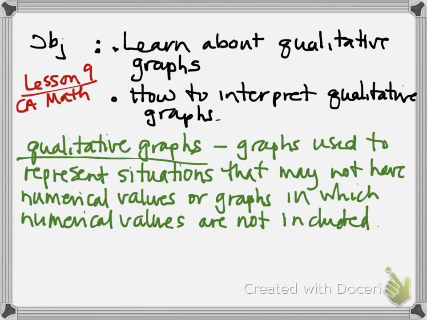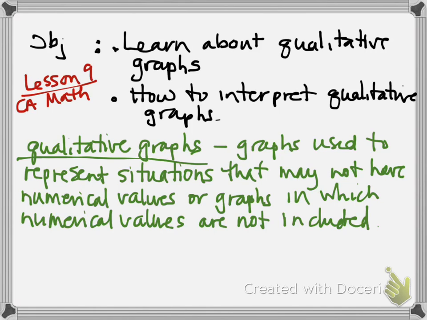So a big difference in these types of graphs, even though we had data that we could graph, often you're not going to be given any data. You're simply going to be given the graph. And so all you're going to be given is the titles on the axes, so you have an idea of what is going on in the problem, and then your job is to interpret.